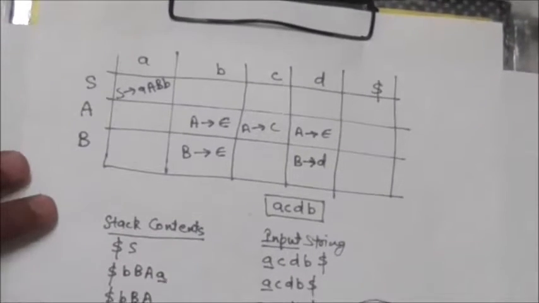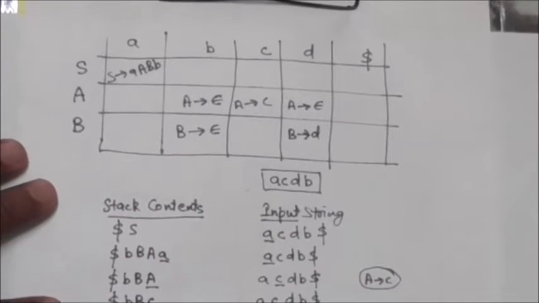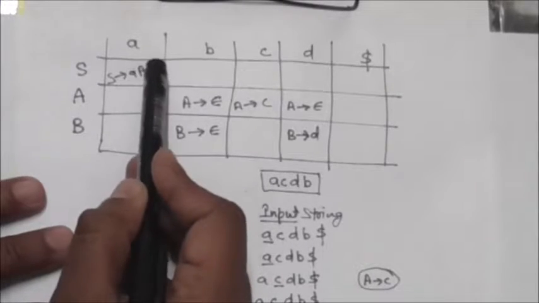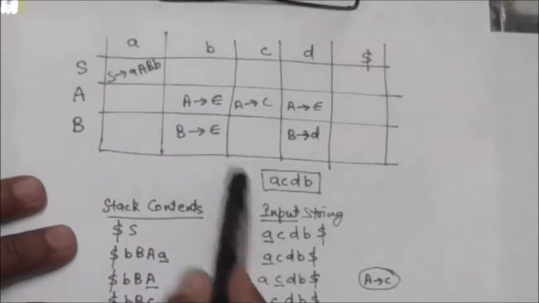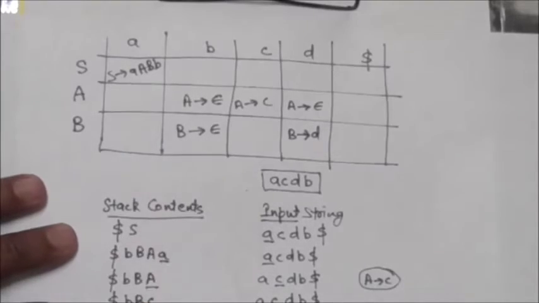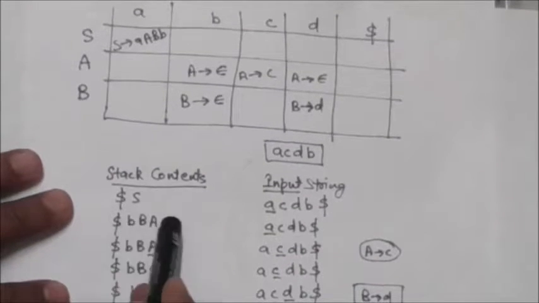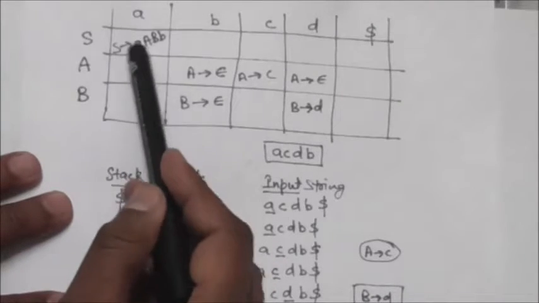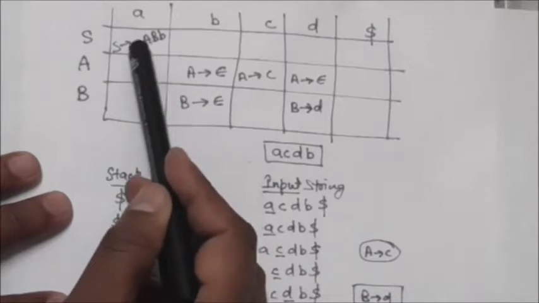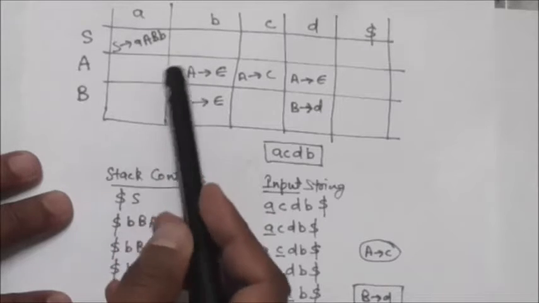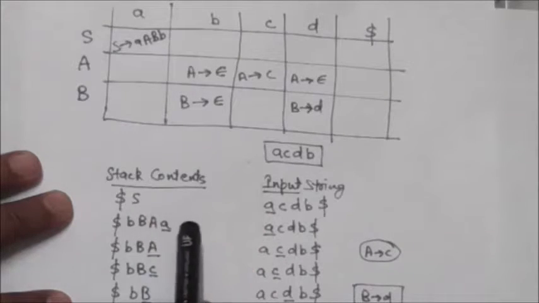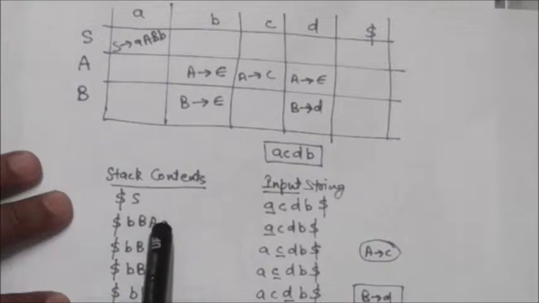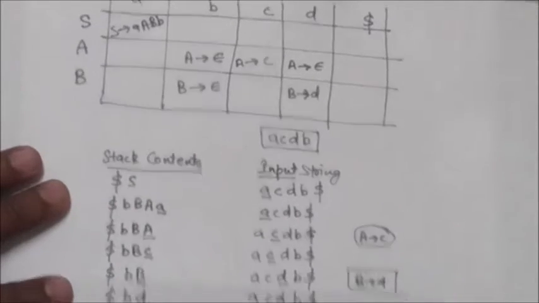So what we will do in stack, we will replace this S by the right hand side of this production rule, right? So here in stack, this S is replaced by the right hand side of the production rule. The right hand side of the production rule has 4 symbols, and they are inserted in the stack in such a way that the leftmost symbol A is at the top of the stack, right?